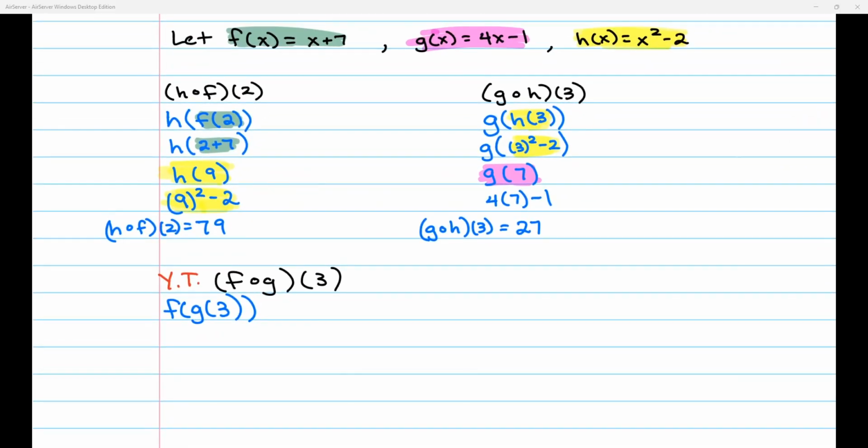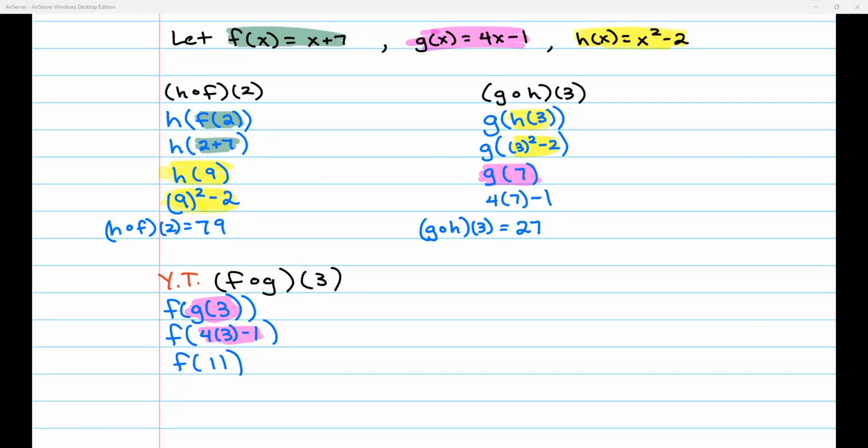G of 3, that's my pink function if I work from the inside out. So first, I need to take 3 and plug it into my G function. What I end up with is F of, let's see, G of 3, I'm going to take 4 times parentheses 3 minus 1. That's me taking that 3 and plugging it into my pink function. 4 times 3 is 12. 12 minus 1 is 11. So this becomes F of parentheses 11.